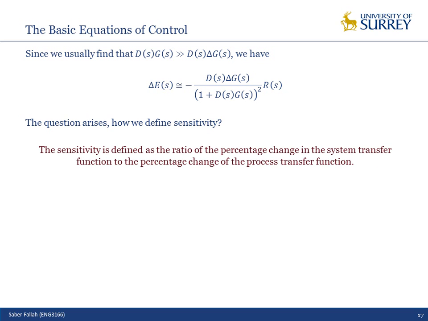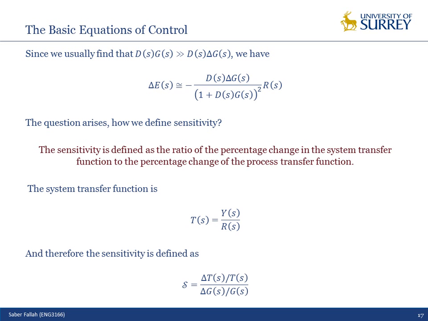For example, 10% change in the transfer function. The sensitivity is the ratio of the percentage change in the system transfer function to the percentage change of the process transfer function. So we are looking for the sensitivity of the closed loop transfer function, subject to the changes in the plant transfer function. How can I mathematically define it? The system transfer function is T(s), Y over R. Correct? Y(s) over R(s), the closed loop transfer function.